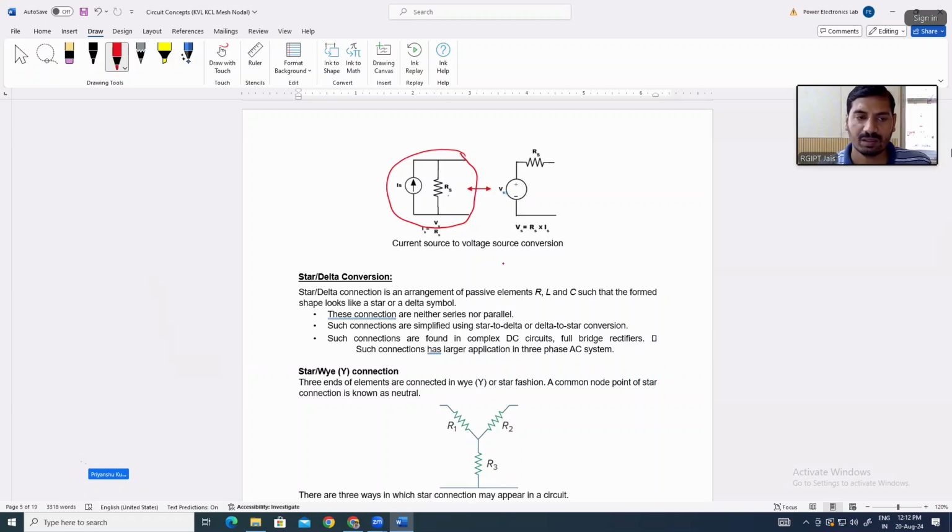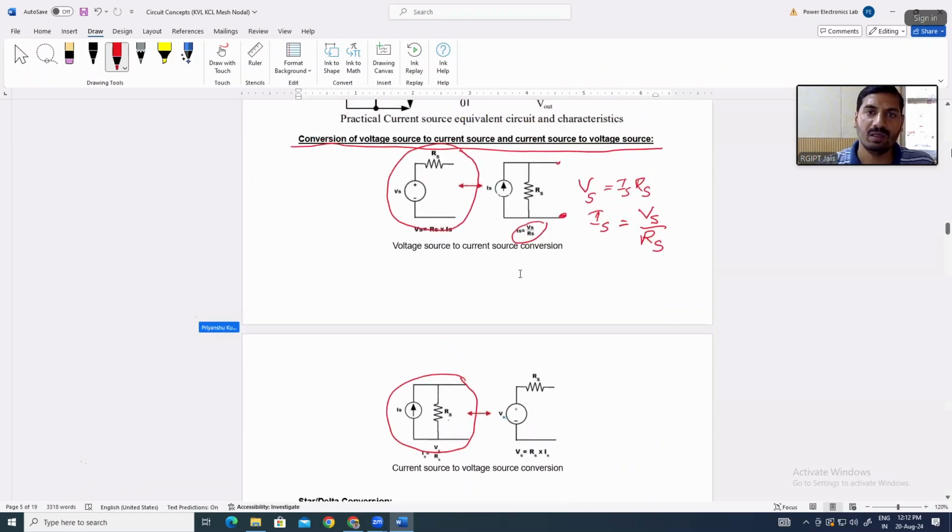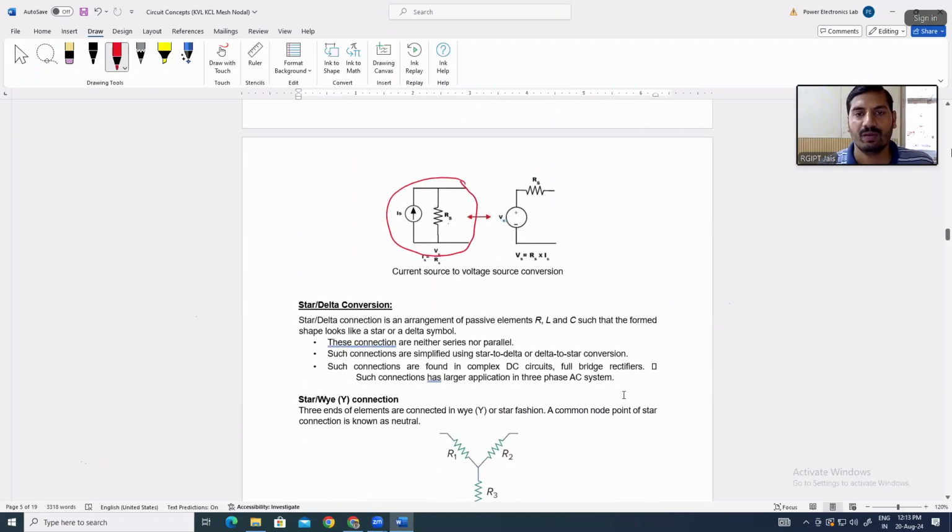So this is just a replica of the previous one. You can see that the arrow direction is dual, so it means you can convert the same circuit from voltage source to current source, or from current source to voltage source. The voltage value will be Vs equal to Rs multiplied by Is. Across the terminals of this voltage source you can connect a load, right? So you have to remember source conversion, and if you want to use it in solving a circuit, you can use it.